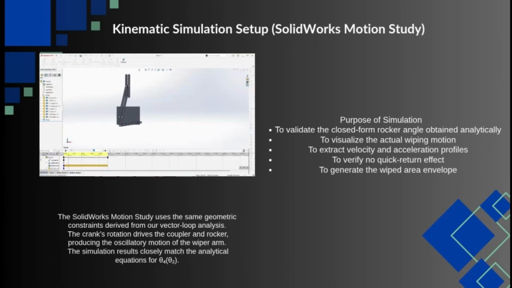A SolidWorks motion study models the mechanism with the same geometric constraints as the vector loop analysis. The crank rotates, driving the coupler and rocker to generate oscillatory wiper arm motion. Simulation results closely match the analytical equations for rocker angle.